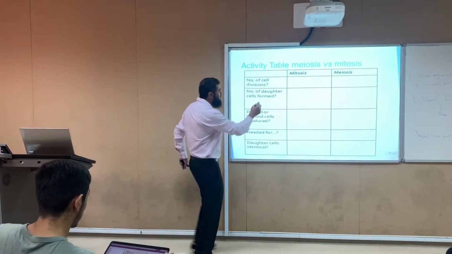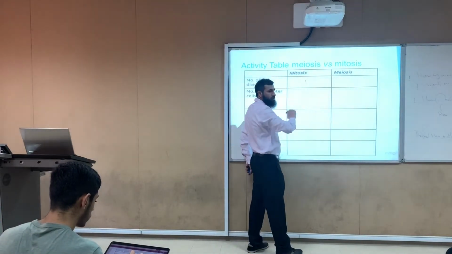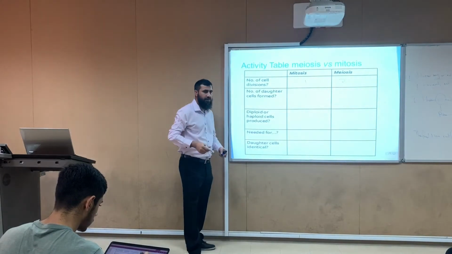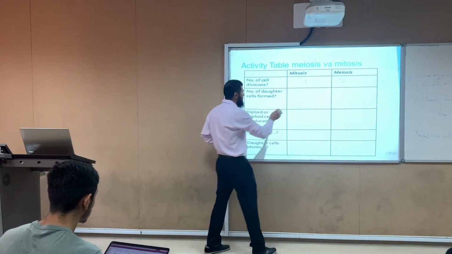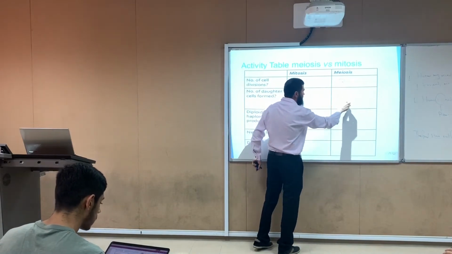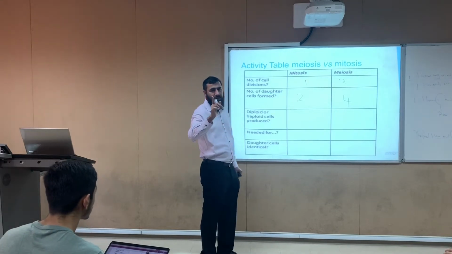All right. So, how many divisions in mitosis? One division. How many in meiosis? Two. Number of daughter cells formed? Two. Yeah. Four. Everybody agrees? Yes.